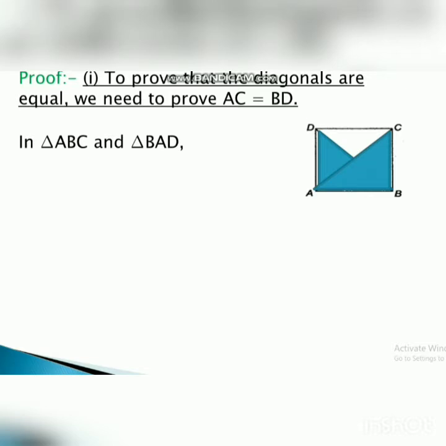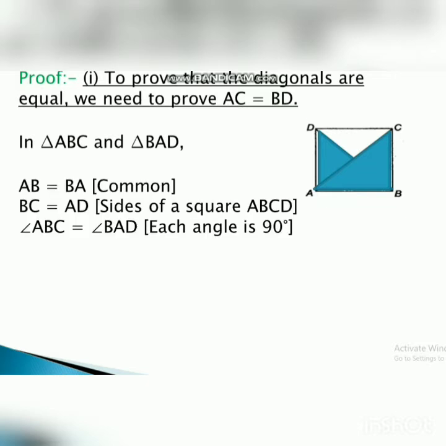In these two triangles, AB is equal to BA. That is common for both the triangles, so they are equal. Now BC is equal to AD because they are the opposite sides of a square and all the sides of a square are equal. Now angle ABC is equal to angle BAD. So we can say that triangle ABC is congruent to triangle BAD by SAS congruency rule.